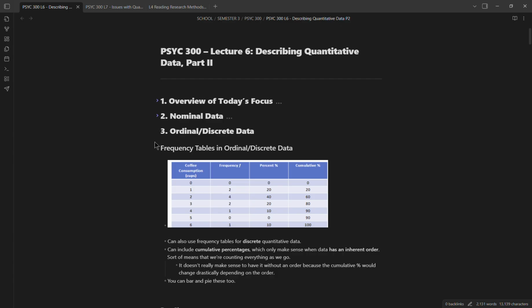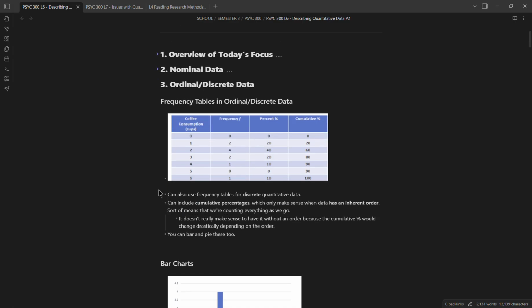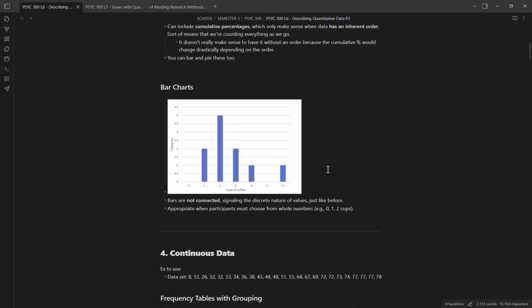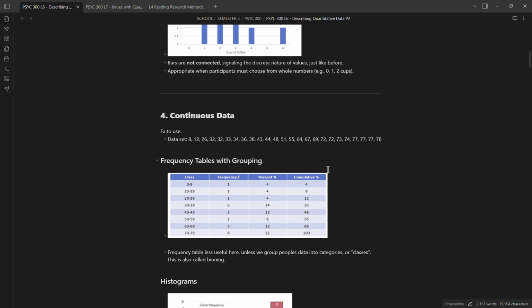So we had gone through our nominal data frequency tables, our ordinal and discrete data frequency tables. Again, it can be used for both. And then we are now looking at our continuous data. So we have this data set, a lot of numbers here. A frequency table is kind of less useful when it comes to continuous data. We display it the same way we did our ordinal data, where we have our class or frequency or percent or cumulative percent.